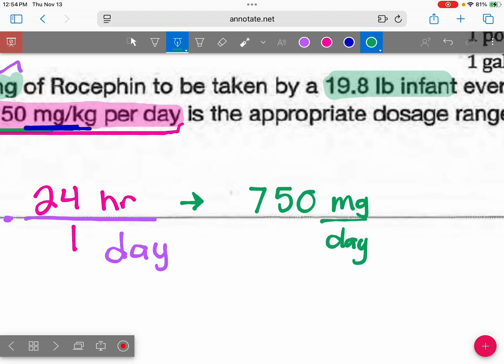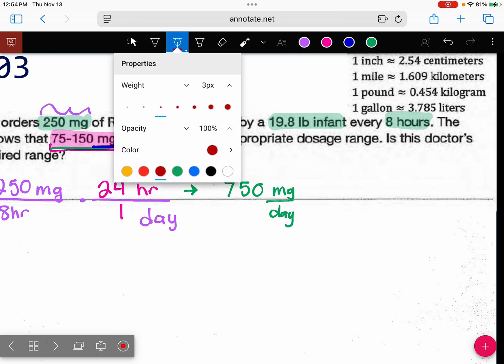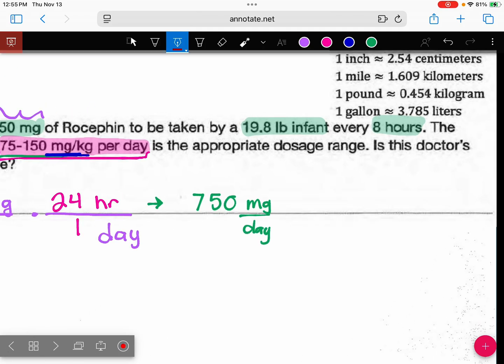We don't know what the milligrams per day is when it's told to us as milligrams per kilogram per day. So we need to figure out how many kilograms this baby is. We don't even know anything about kilograms. We know about pounds. This is one of those times when we will give you some additional information. So if I want to switch this 19.8 pound infant and convert that to kilograms, we will give you some information we might need.